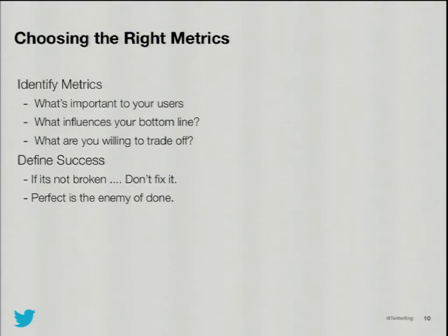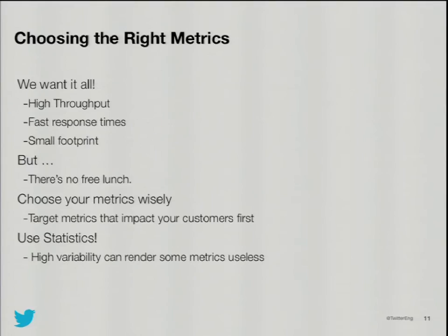General rule of thumb is, if it's not broken, don't try to fix it, because there are other problems you can go after. And perfect is the enemy of done. So defining success is very important. Everybody wants it all, right? We want high throughput, fast response times, and a small footprint, but that's not free. It's just the reality as you go after the metrics that you're trying to track.